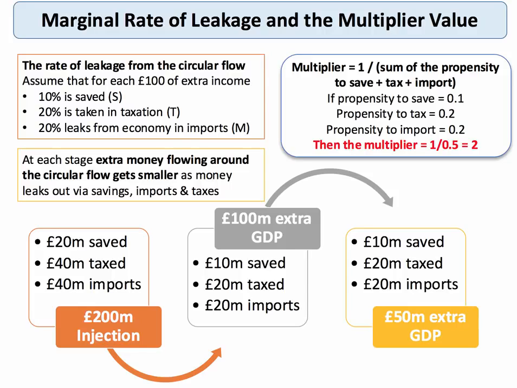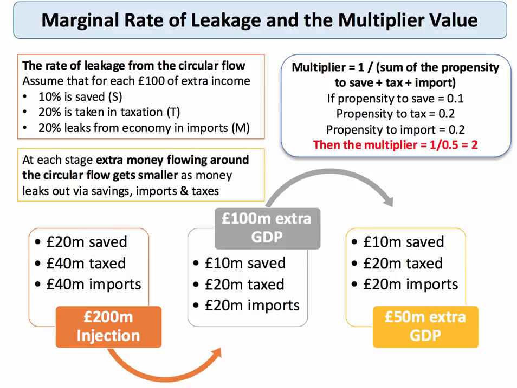And of course, at each extra stage, the extra money flowing around the circular flow from the initial injection will get smaller and smaller. So if you look at the bottom of this slide, everybody, our £200 million injection adds to GDP. We know that 100 million of that will leak from the circular flow in savings and tax and imports. So that should feed through to an extra £100 million of extra GDP in the second round, if you like. And assuming the same propensities to save and tax and import as we had before, another 50 will then leak out of the economy. That's going to inject what's left, £50 million of extra GDP, and so on and so forth.